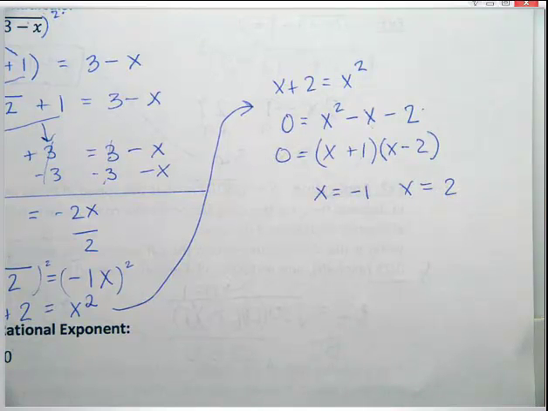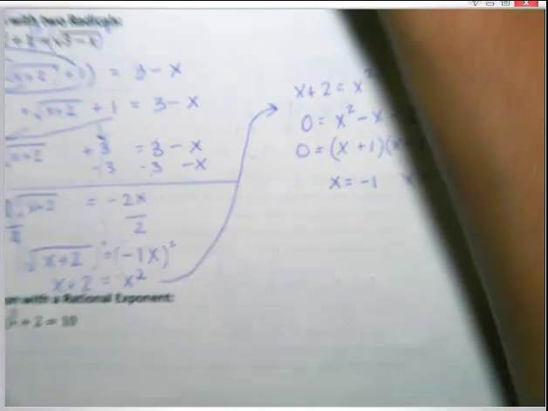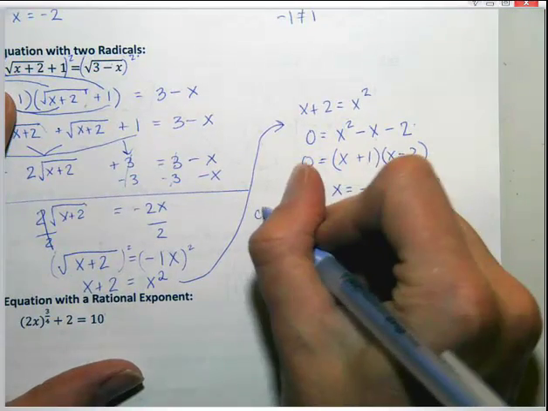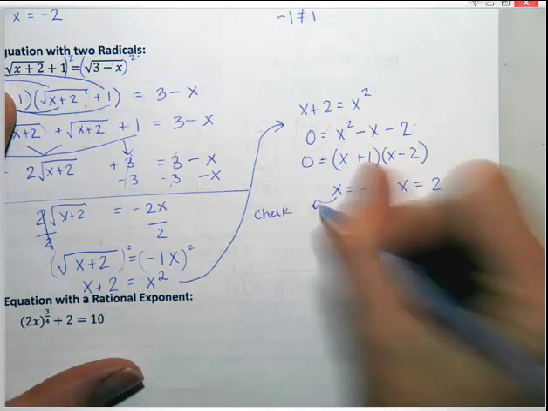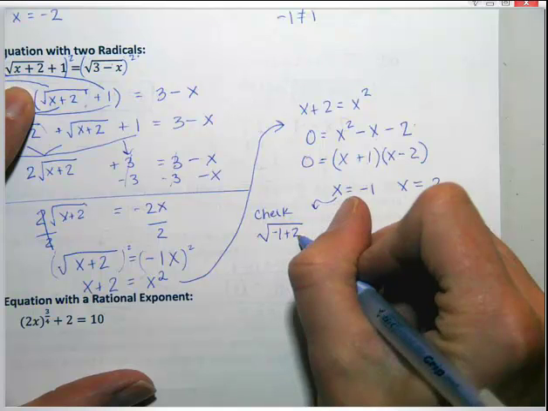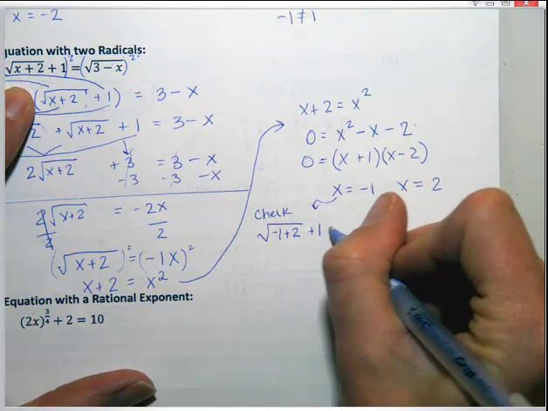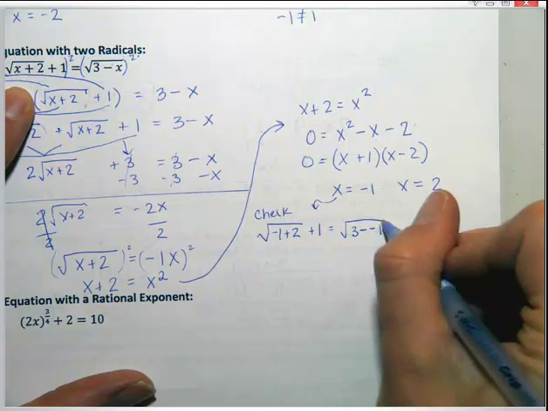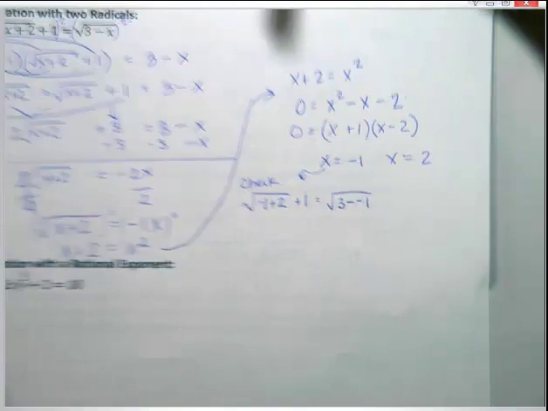Now before you circle those as your answers, let's go back and check to see if they work. So I'm going to scroll out a little so I can see my original problem. So I'm going to check the x equals negative 1 first. So square root of negative 1 plus 2, and then plus 1 on the outside equals the square root of 3 minus a negative 1. I'll zoom in again.